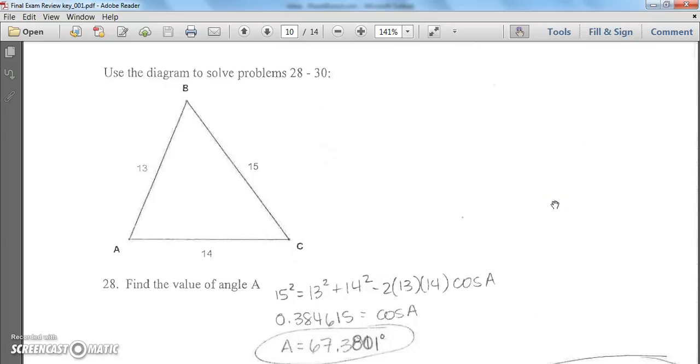Okay. Use the diagram below for the following. Find the value of angle A. Uh-oh, I know no other angles here, but I know all the sides. That is law of cosine. Now, it's important. Notice side A is across from angle A.